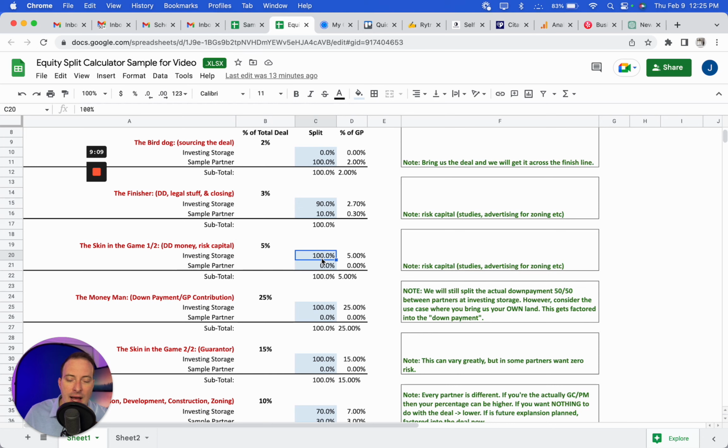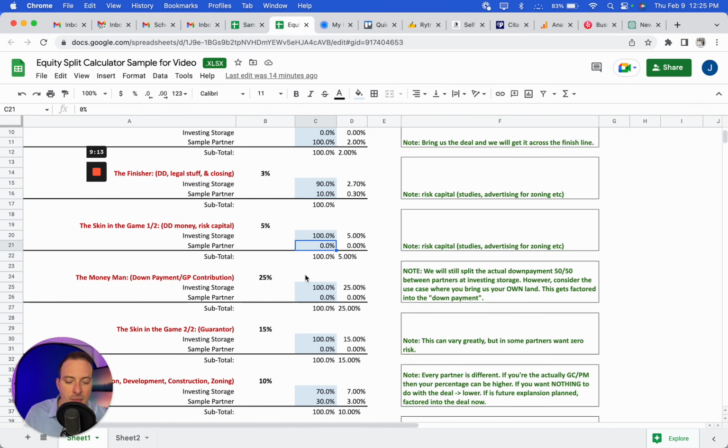So, how much is the partner putting in? Let's say in this theoretical deal, our partner puts down no due diligence money. He doesn't have any money down. So Investing Storage is doing all the studies, spending all the money basically to talk to lawyers to make sure that this is approved, to actually get the copper study.